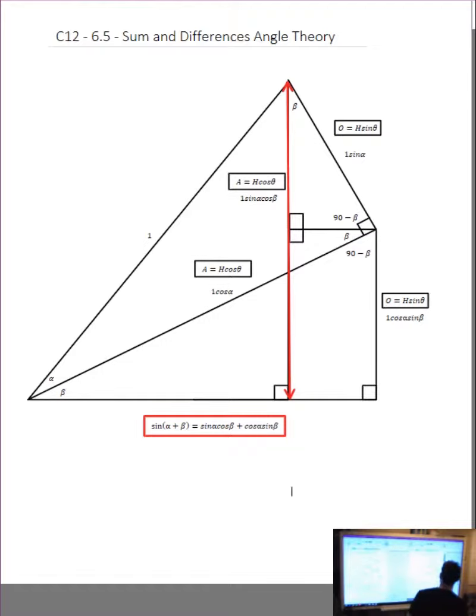Okay, here we go. The sum and differences angle theory. I think I had to prove this in university. I'm not exactly sure. I remember the prof doing it, but I definitely had to go to Khan Academy or wherever. And we're going to propose the question in blue down below, big blue. What is sine of alpha plus beta?